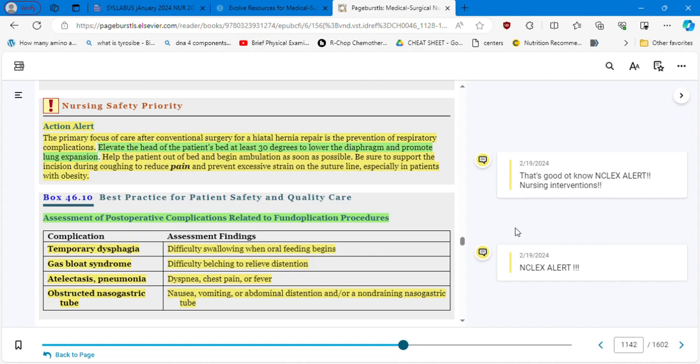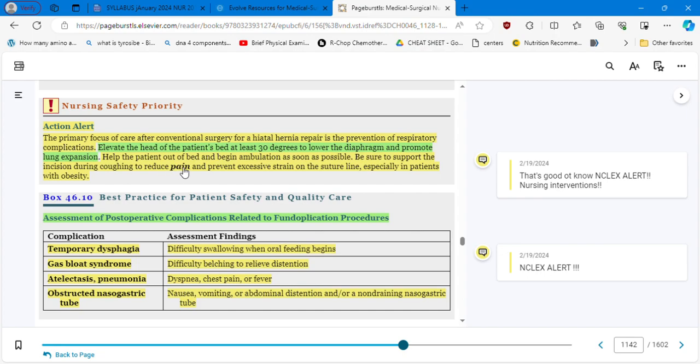NCLEX alert. Nursing interventions: the primary focus of care after conventional surgery for a hiatal hernia repair is the prevention of respiratory complications. Always, anything related to the upper part of the body is going to have the risk for respiratory complications. Elevate the head of the bed at least 30 degrees to lower the diaphragm and promote lung expansion.